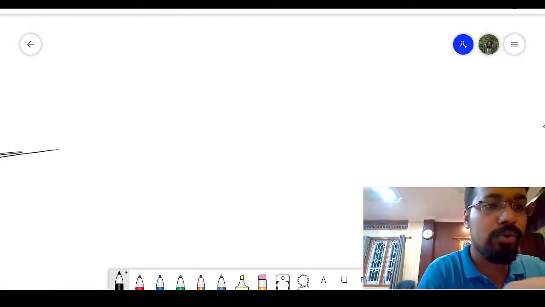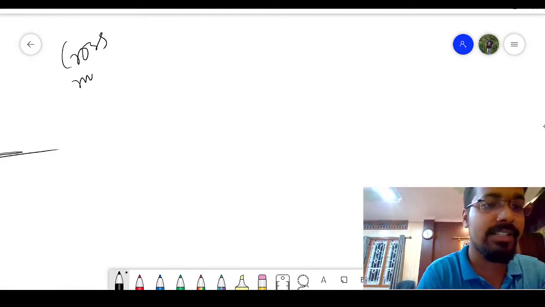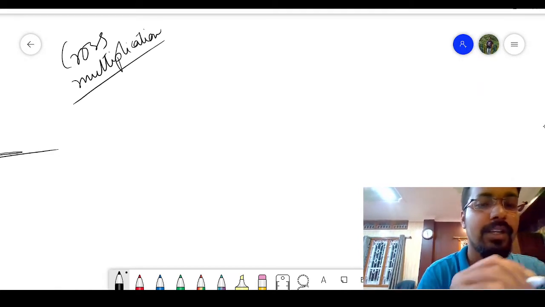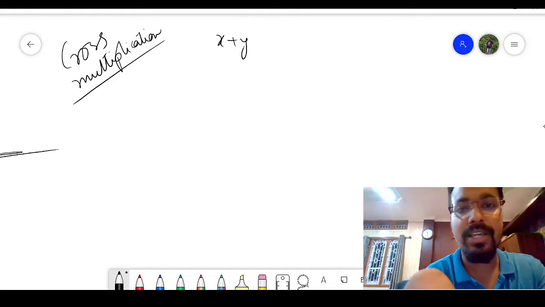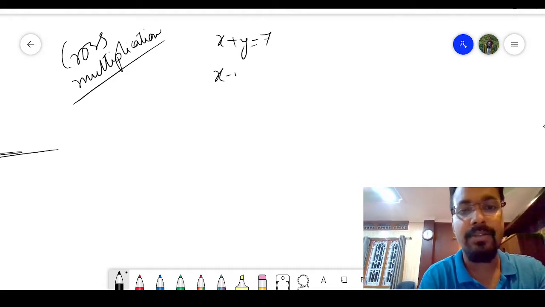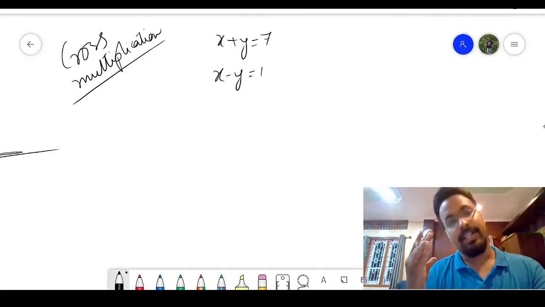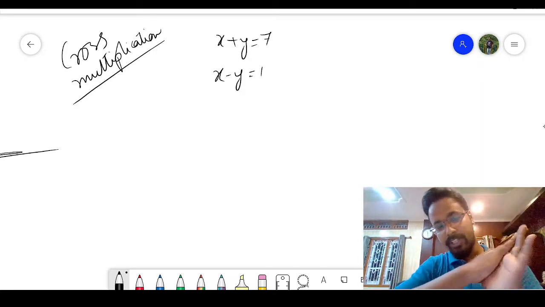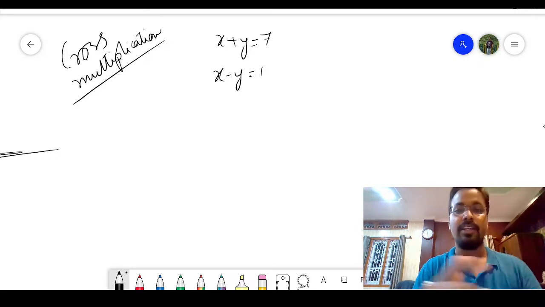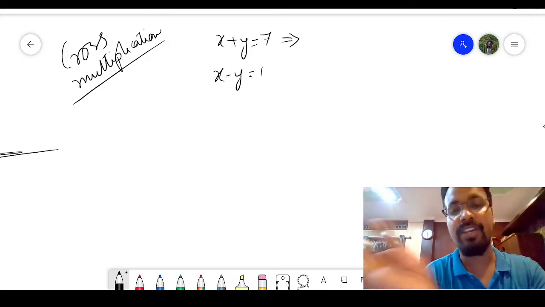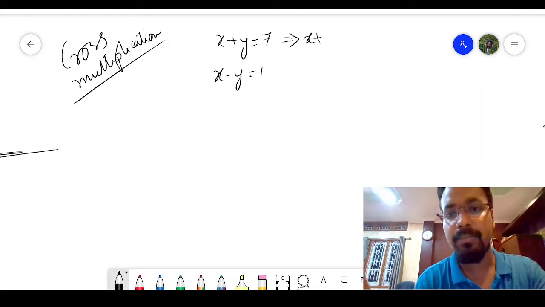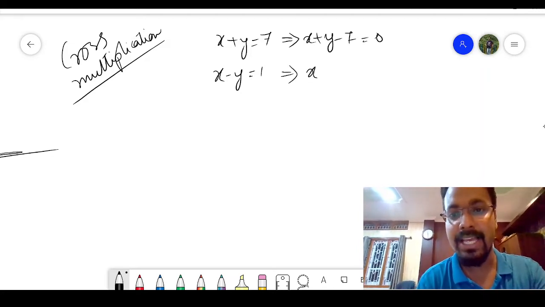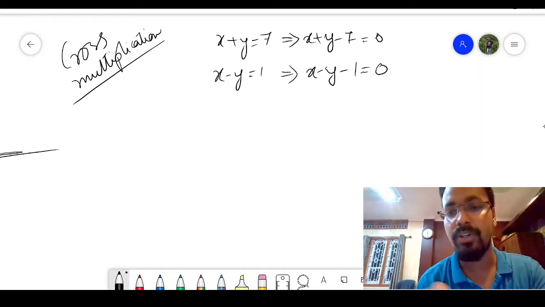So we are moving to cross multiplication, and as usual we are going to use the same equations. So x plus y equal to 7 and x minus y equal to 1. In this case, try to bring all the terms of the equation to the same side. So let's shift everything to the left hand side. So x plus y minus 7 equal to 0, just like the standard form. Okay, x minus y minus 1 equal to 0.